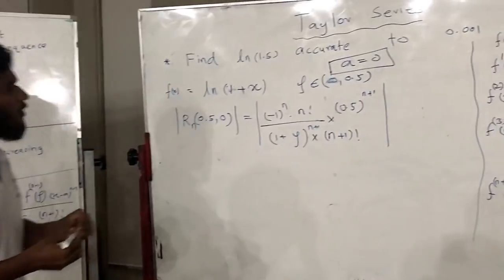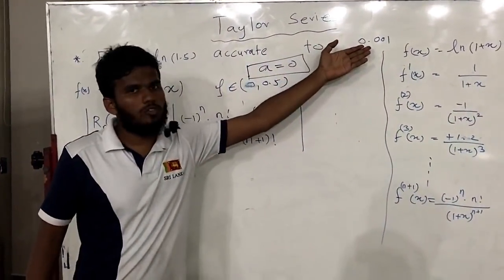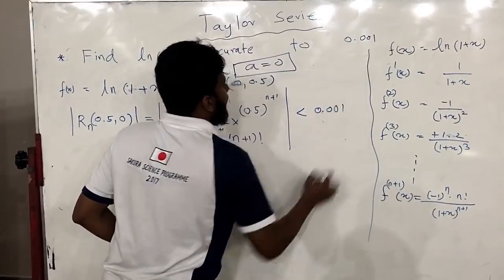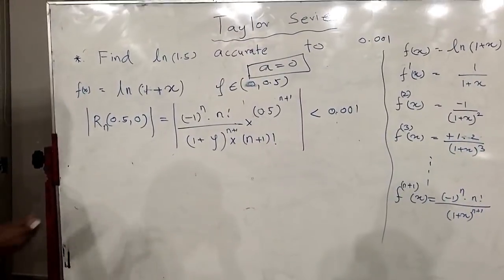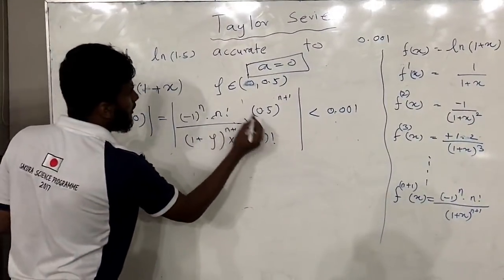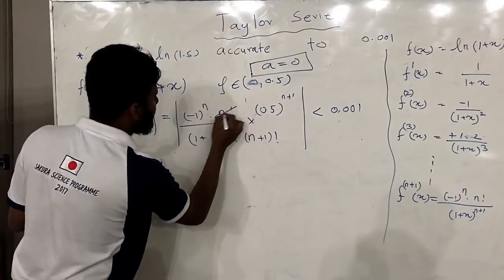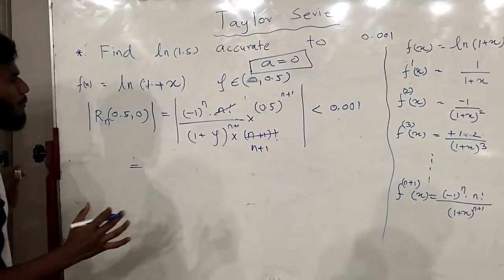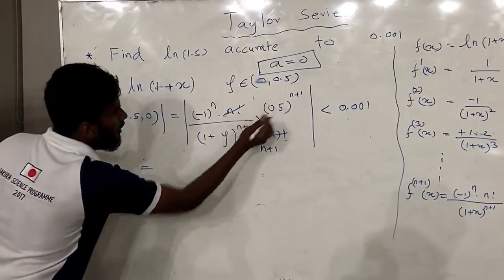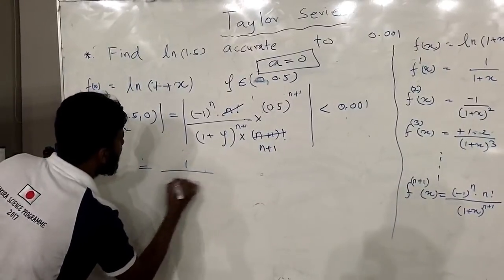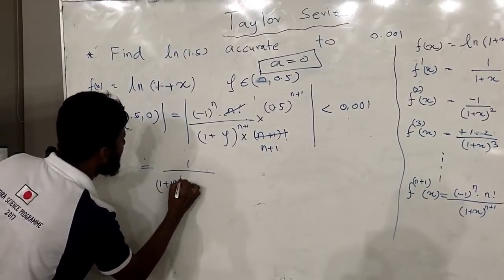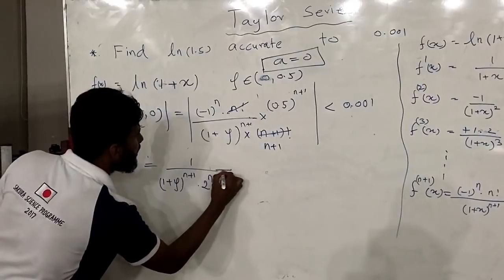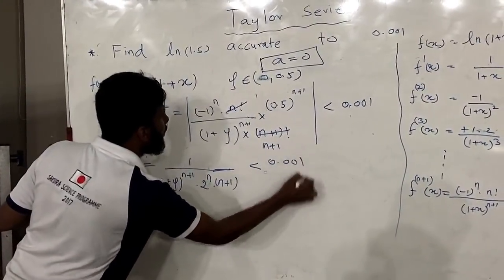The modulus value. Since we are asked to find the approximation up to 0.001, our error should be less than 0.001. Okay, now we will simplify this. We can cancel out and get an n plus 1 here, and this part goes off because everything will be positive, and finally we get 1 over 1 plus zeta to the power n plus 1, into 2 to the power n plus 1, into n plus 1. This should be less than 0.001.